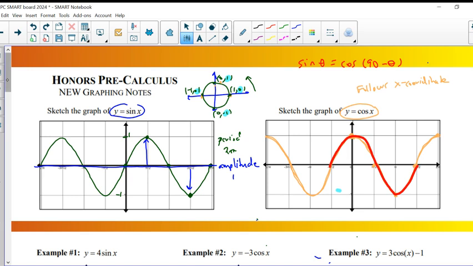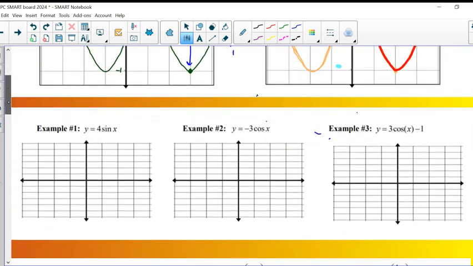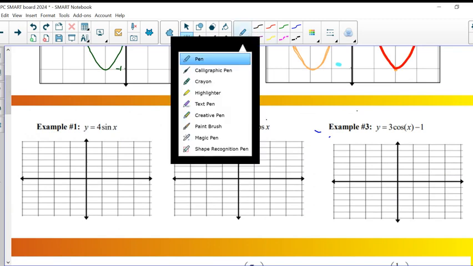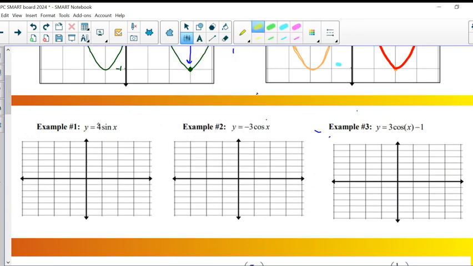Okay, so let's take a look at what happens when we start to alter things within the function. When you have a coefficient in front of your sine function or cosine function, that affects the amplitude. That means you're multiplying your outputs all by 4. So rather than having a height of 1, sine will have a maximum height, in this case, of 4. But it's still going to have the general shape, right?